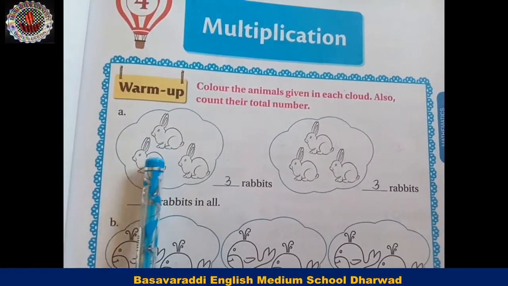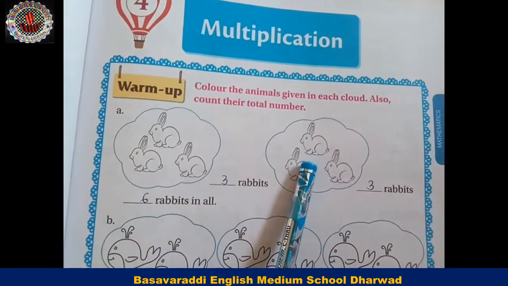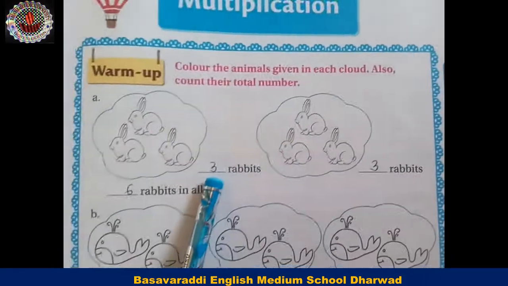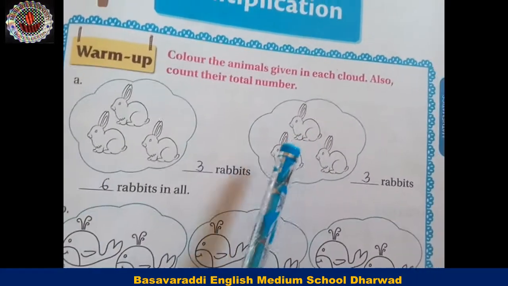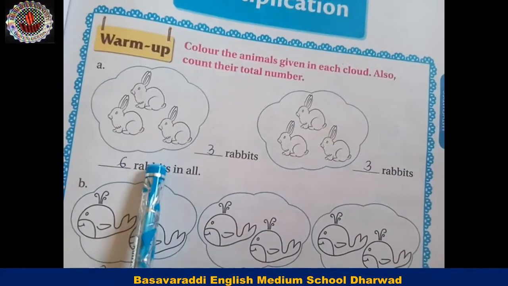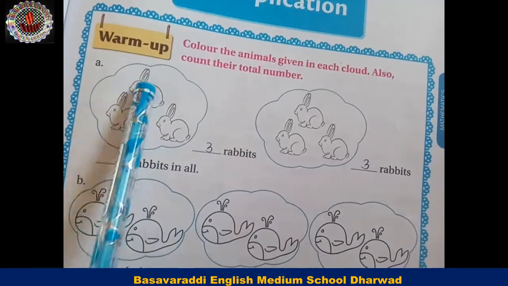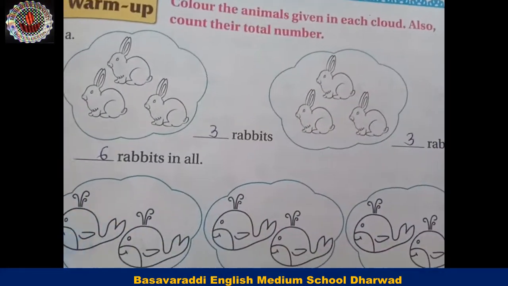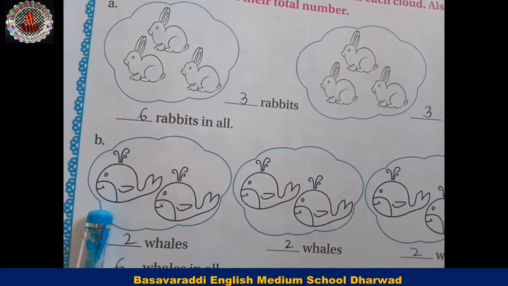See, in one group, this is one cloud, second cloud. See how many rabbits are there? 1, 2, 3. 3 rabbits, and another group 1, 2, 3. 3 rabbits. So 3 plus 3, 6 rabbits in all. So 1, 2, 3, 4, 5, 6. 6 rabbits.